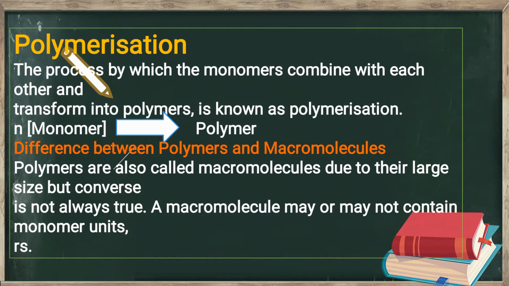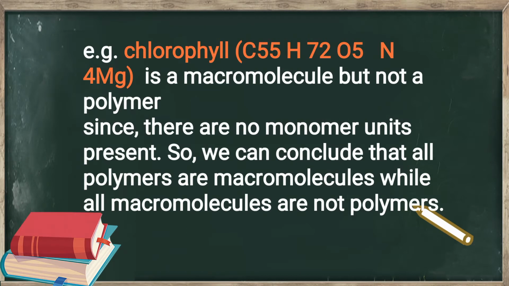For example, a chlorophyll molecule, C55H72O5N4Mg is its formula. It is a macromolecule but not a polymer. As we can see, there is no repeating unit or monomer in this molecule. This is a larger molecule but not a polymer. So we can conclude that all the polymers are macromolecules while all macromolecules are not polymers.